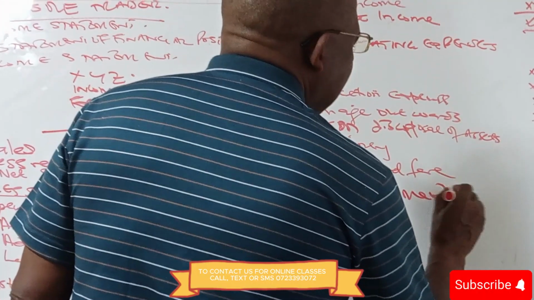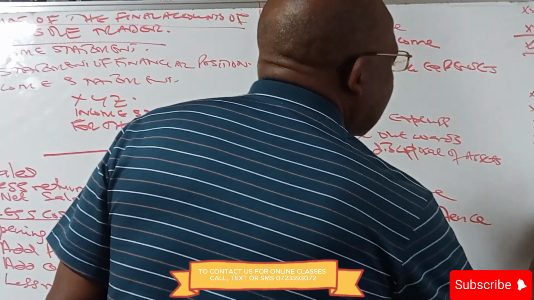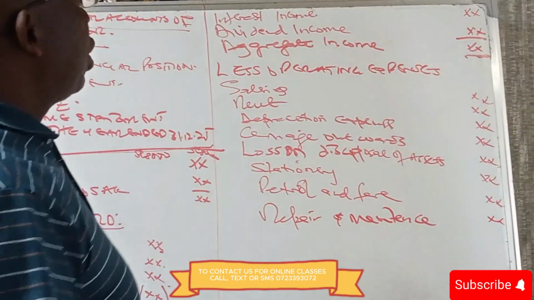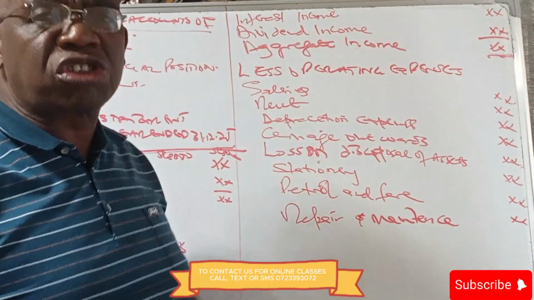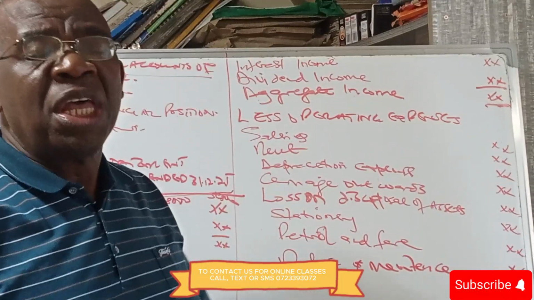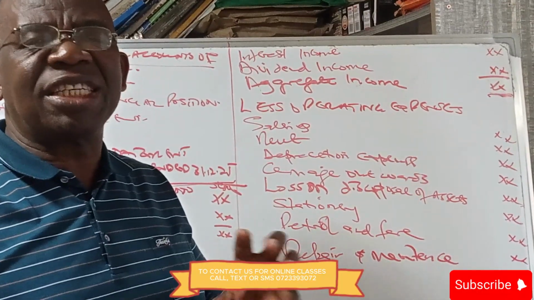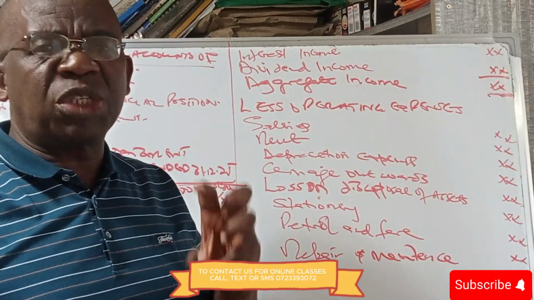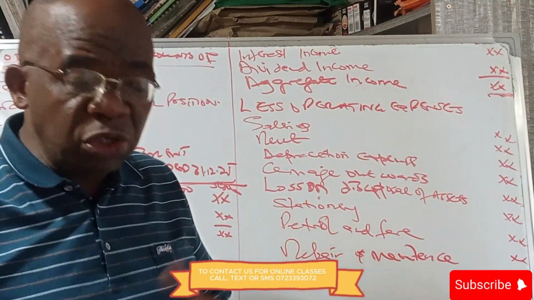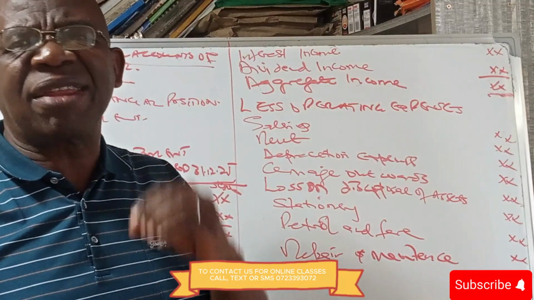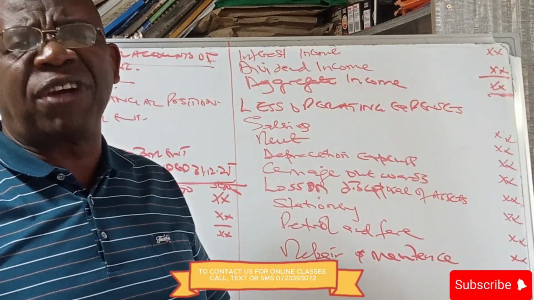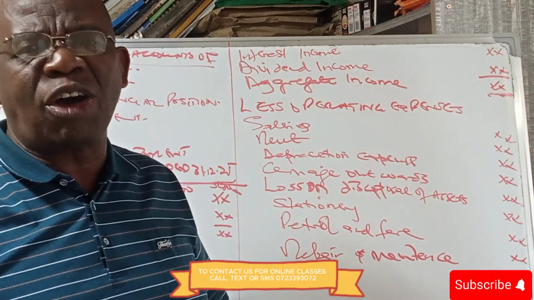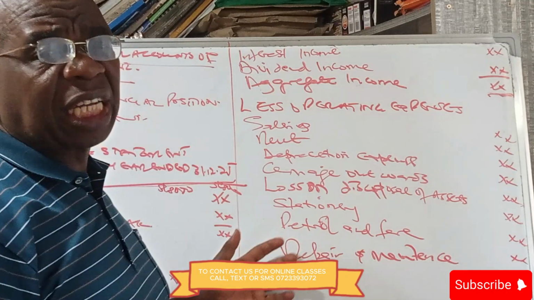What are expenses? They are resources which are consumed by the firm in the course of business operation. They are used up in the firm. Please mark that word. There's a very big difference between purchases or acquisitions and expenses.